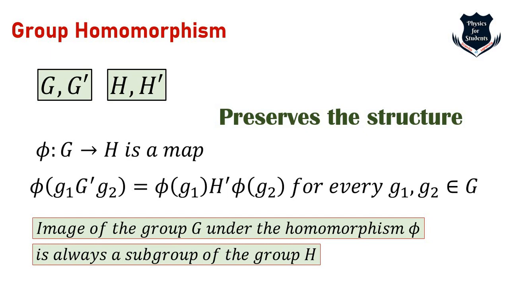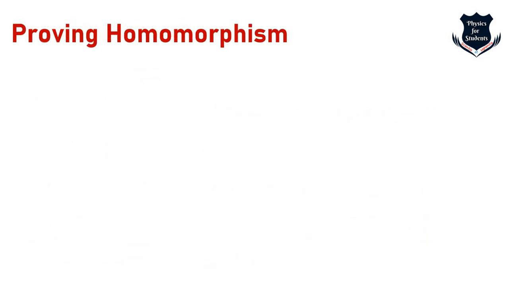So that we are creating an image of group G under the homomorphism phi, which is always a subgroup of the group H. So this is a kind of what we mean by preserving structure. However, things will become more clear as we proceed forward. Now we are going to take a very simple proof on proving homomorphism.